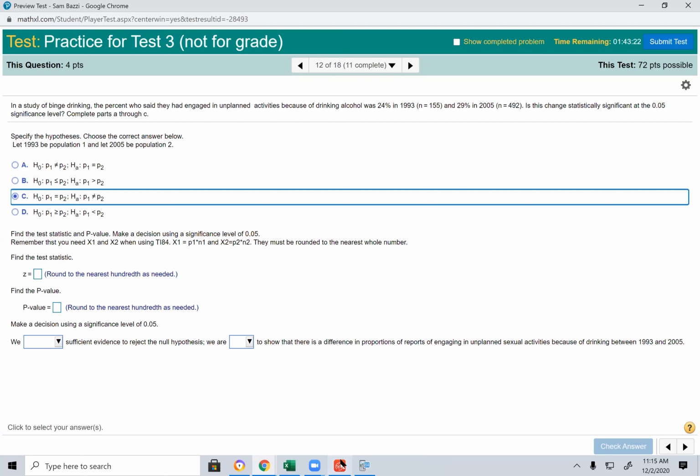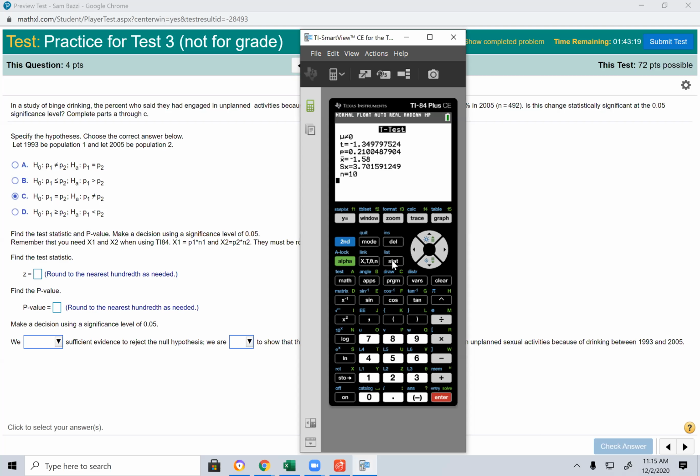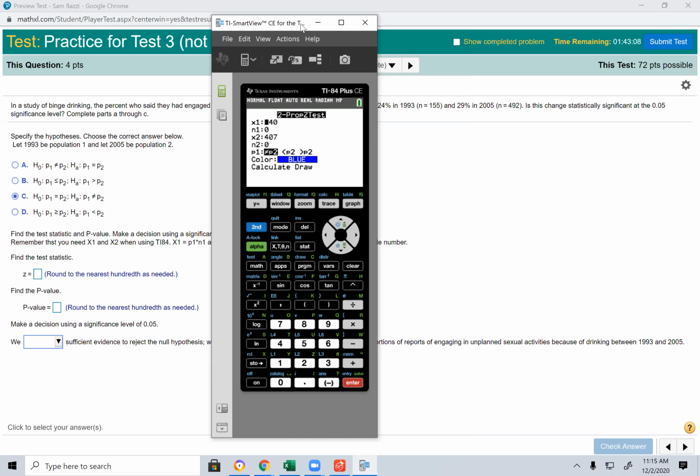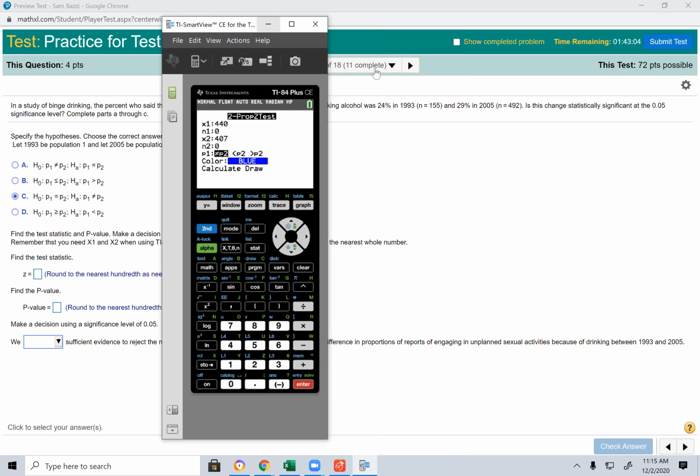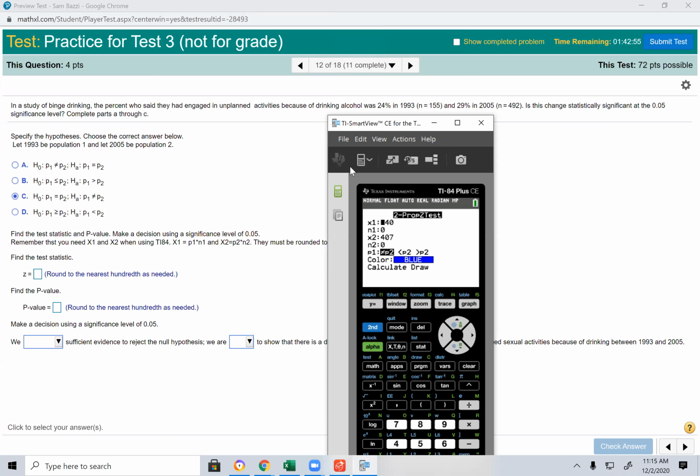So let me bring my calculator and see how we're going to use this test. It's the last test in chapter 8, two proportion Z test, enter. And please pay attention to how we're going to use this test here. X1. He didn't give me X1, but he gave me a percentage in population 1, but he gave me N to be 155. As I told you guys, if he gives you the percentage, I gave you the hint here. X1 is P1 times N1 and X2 is P2 times N2.